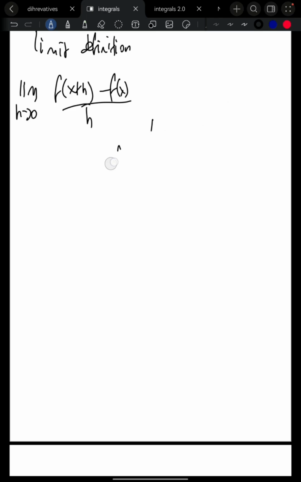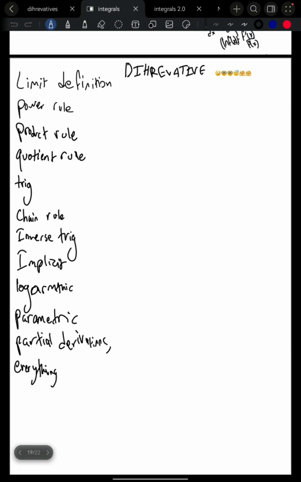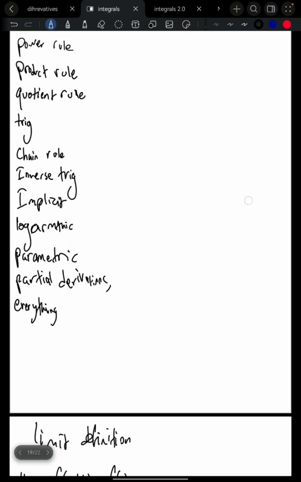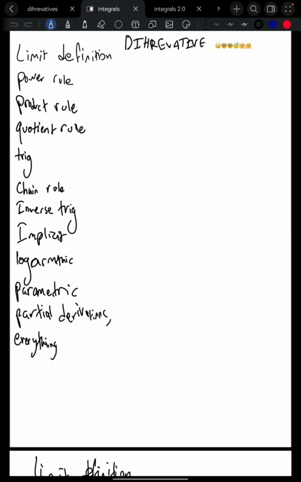Once you learn other techniques, like let's say power rule, product rule, you stop using the limit definition really, because nobody uses it. What's going on outside, bro? Hold on. All right. Anyways, I don't know. I was getting bombed or something.